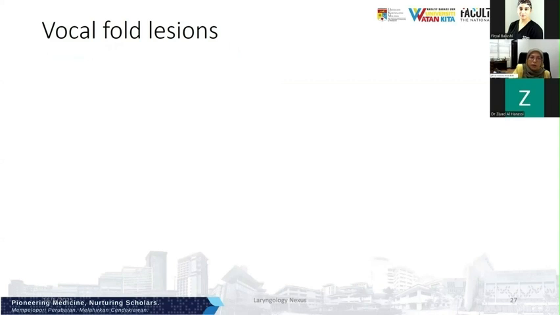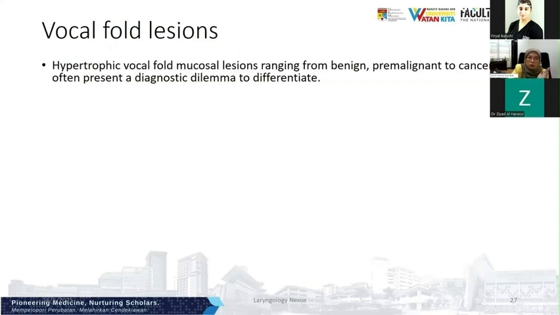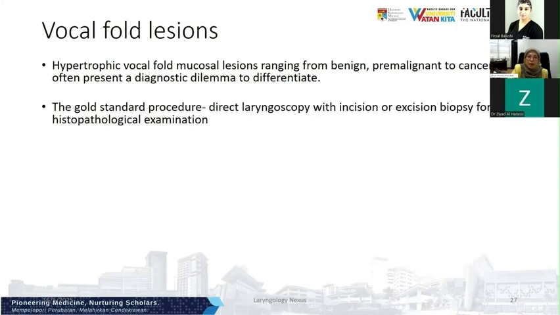Now, the next one, I'm going to dive into the enhanced laryngeal imaging. But before that, a little bit on vocal fold lesion. So when we treat patients who come with voice disorder, we frequently encounter vocal fold lesions that the diagnosis may range from benign, pre-malignant or cancerous lesion. And often we have a diagnostic dilemma, how to differentiate this.